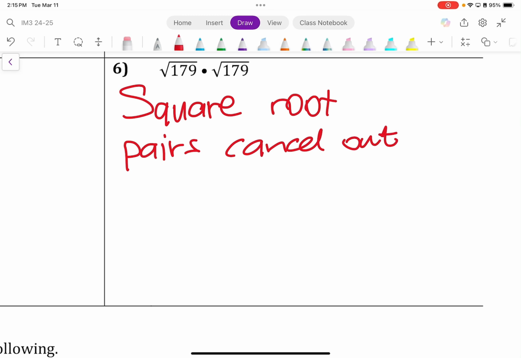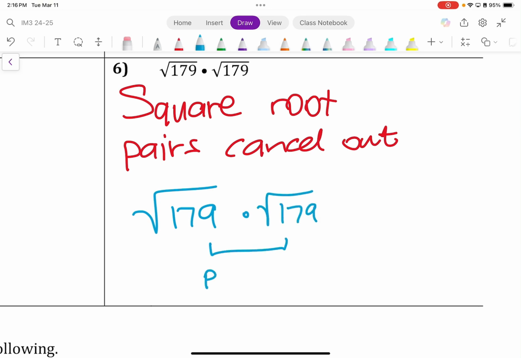Cancel out. So anytime you have a pair of square roots, the square roots will cancel out. You'll be left with the number inside of the radical. So for example, here we have 179 times 179, right? But that's a pair of square roots. So that means that your solution is simply 179. The square roots will cancel, and you'll be left with the inside, 179.